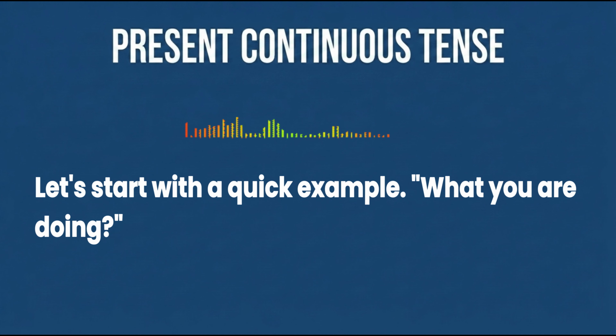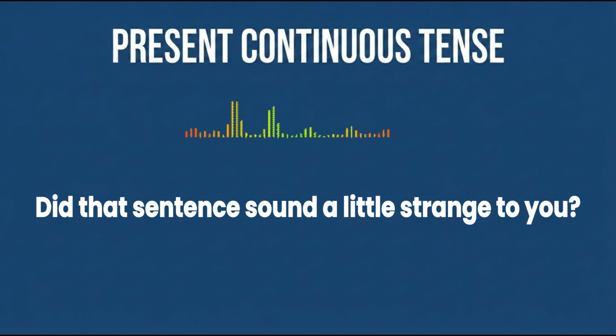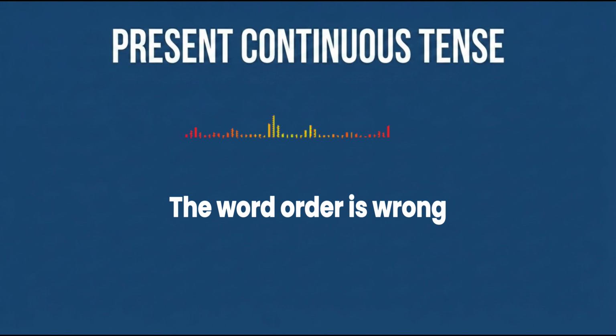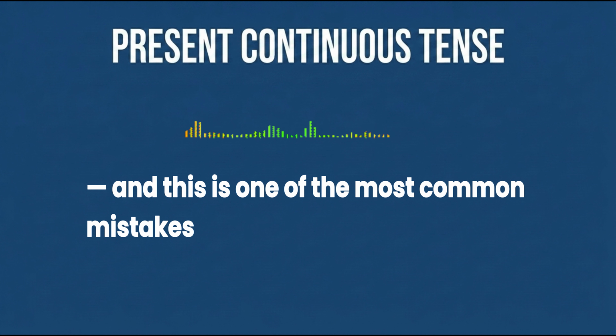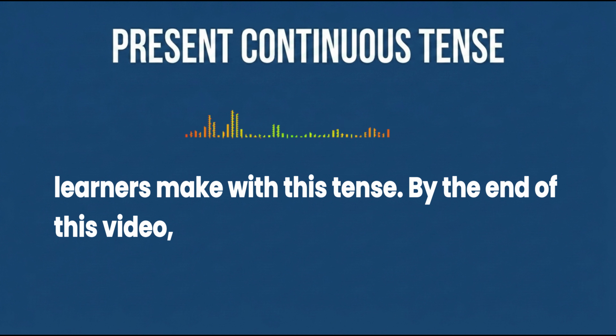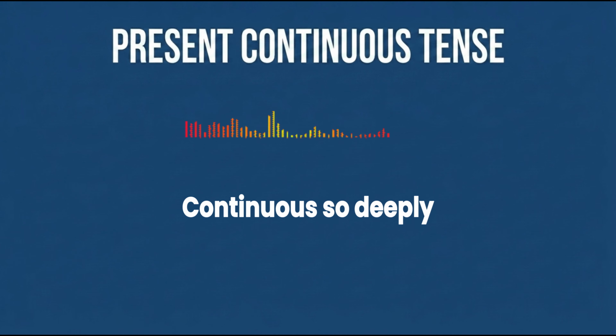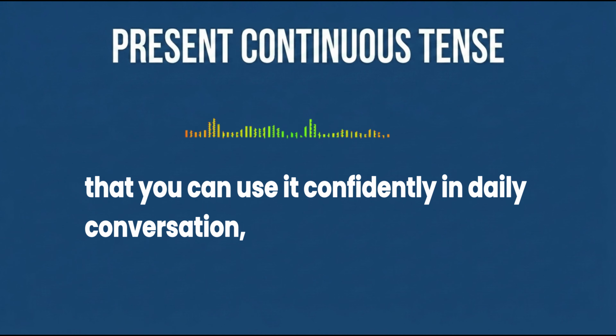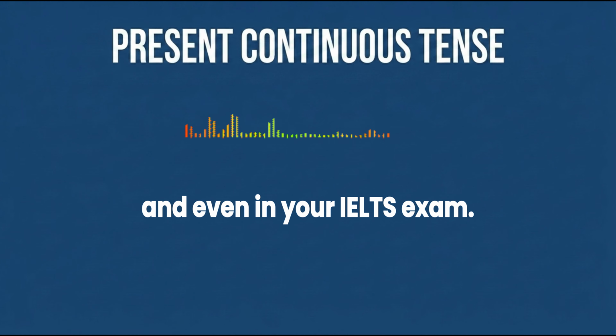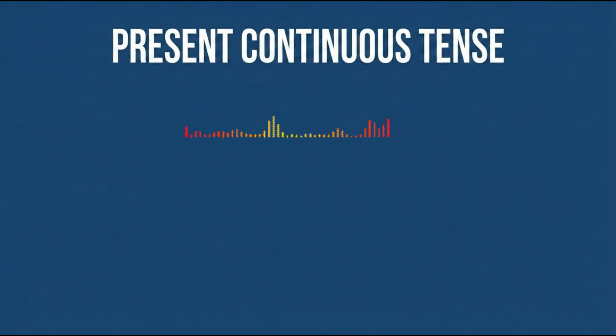"What you are doing." Did that sentence sound a little strange to you? The word order is wrong, and this is one of the most common mistakes learners make with this tense. By the end of this video, you're going to understand the present continuous so deeply that you can use it confidently in daily conversation and even in your IELTS exam.